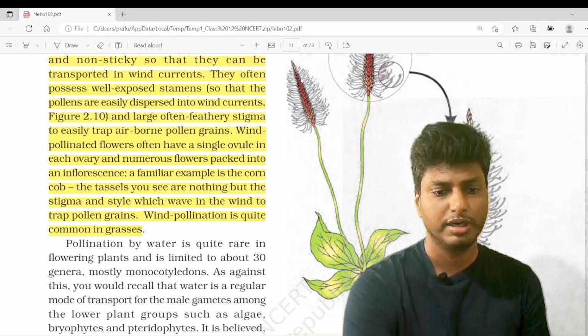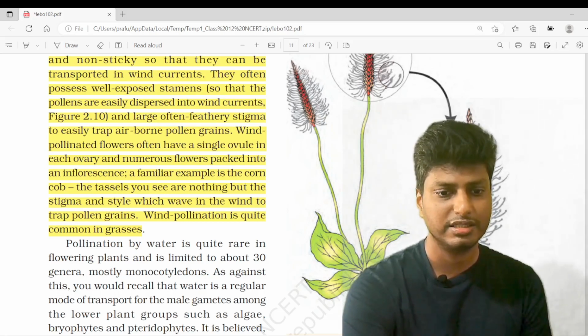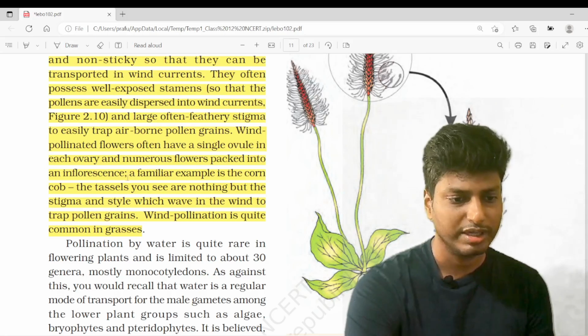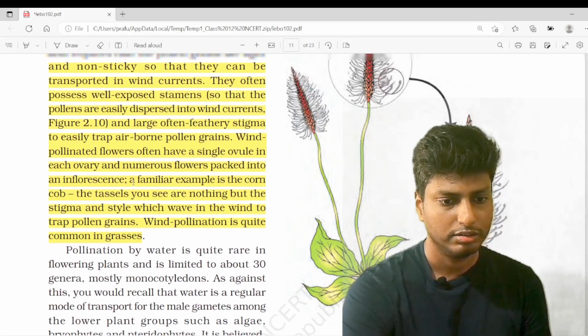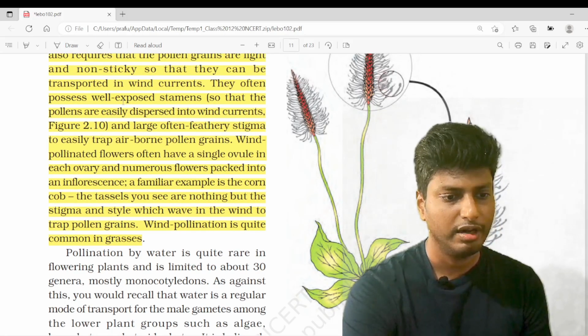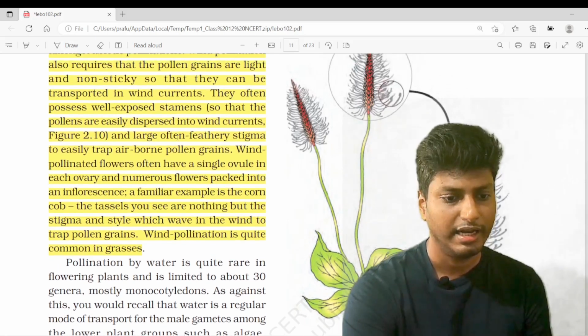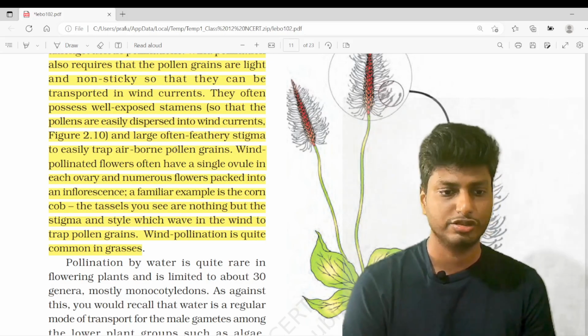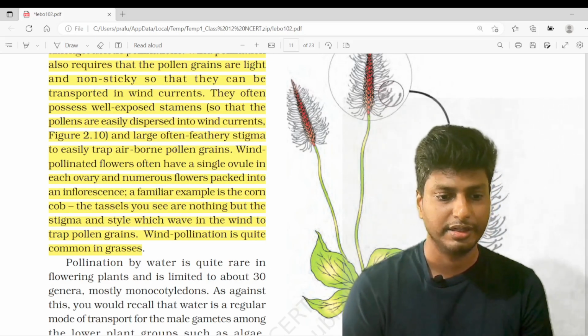This is a cob, and these are basically the stamens as well as the stigmas. So how are the stigmas? Remember, as you can see over here, it has been mentioned that they often possess well exposed stamens and large, often feathery stigma to easily trap the airborne pollen grains. So how are the stigmas? They are feathery. Okay.